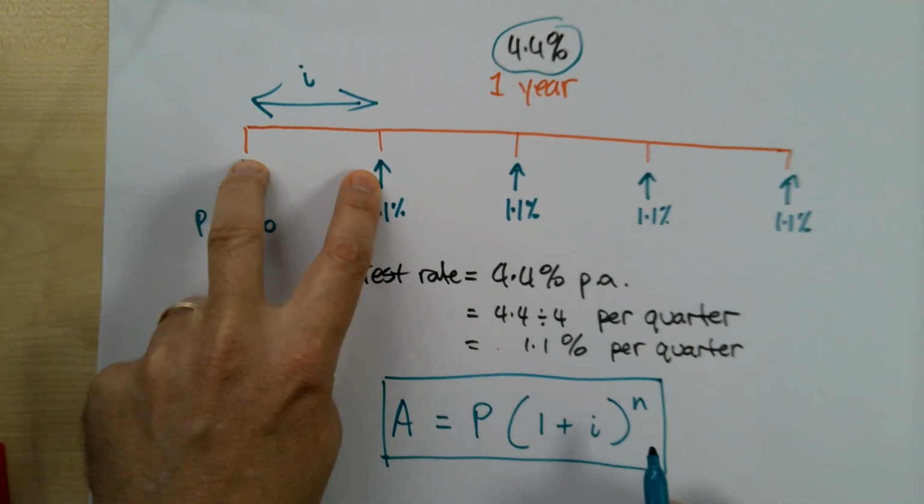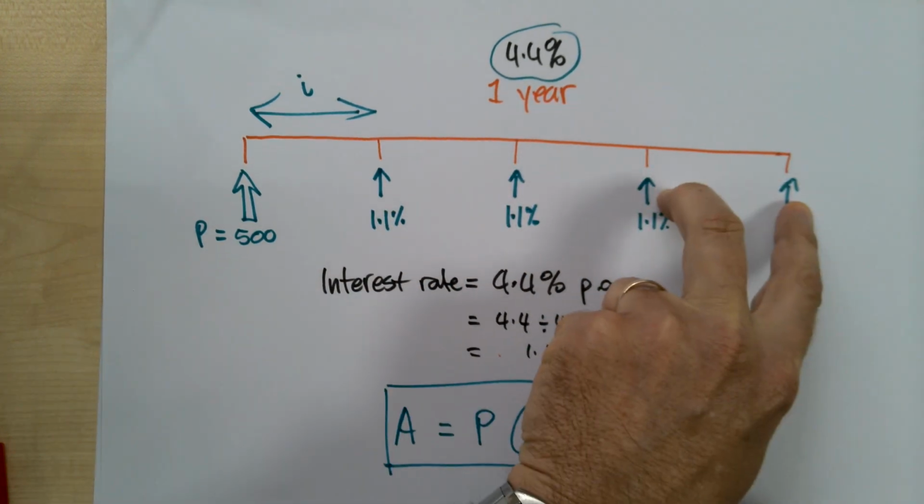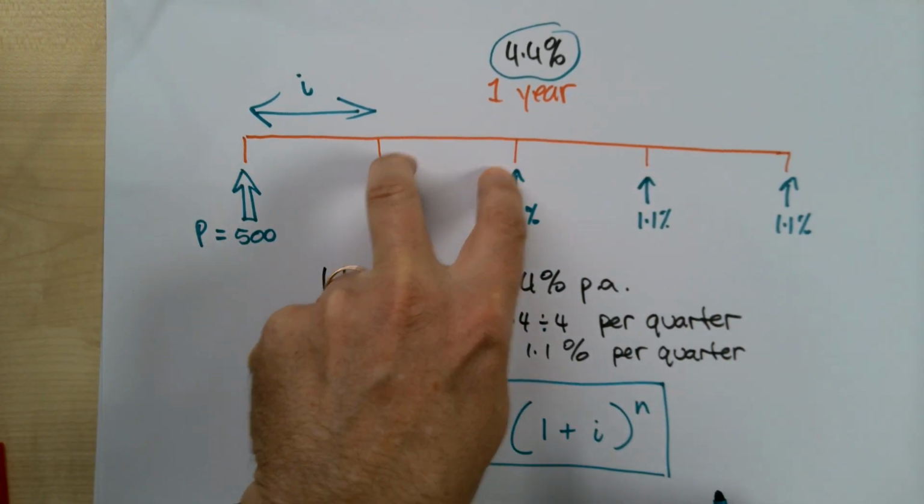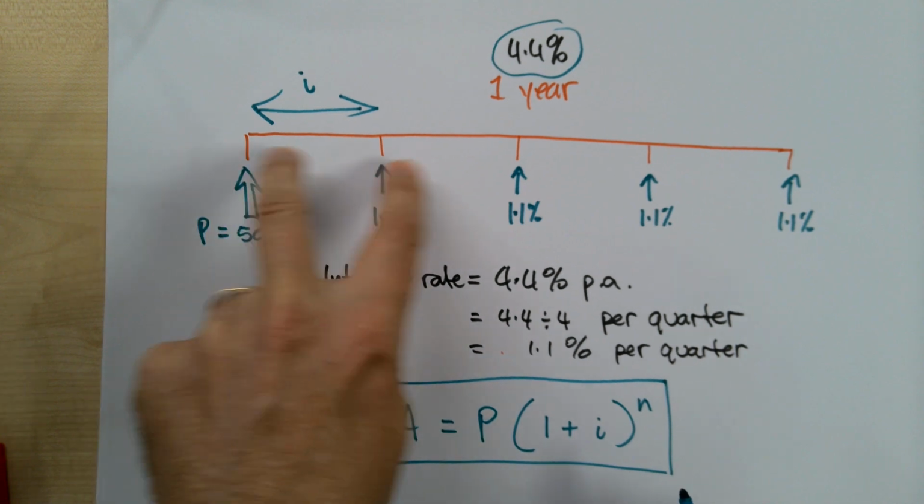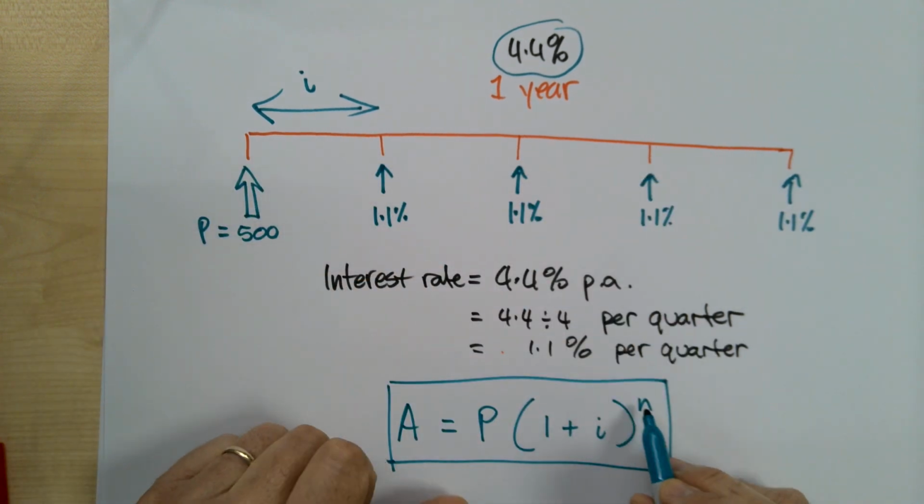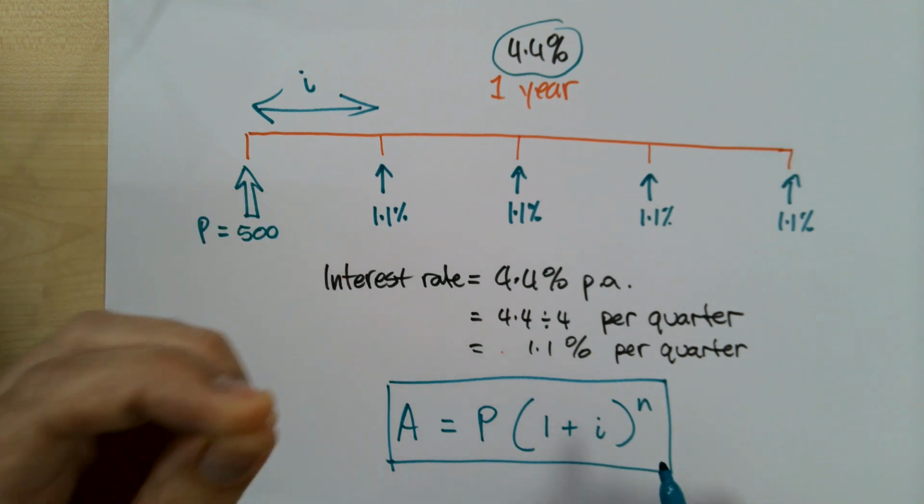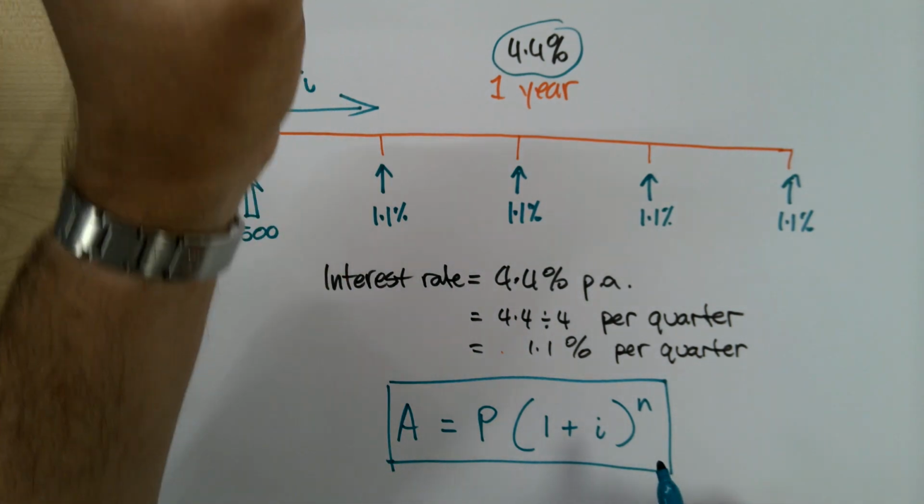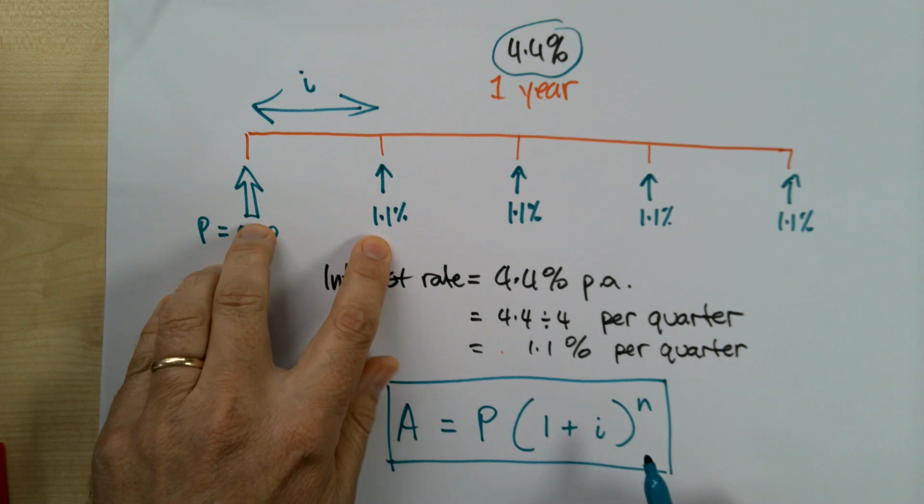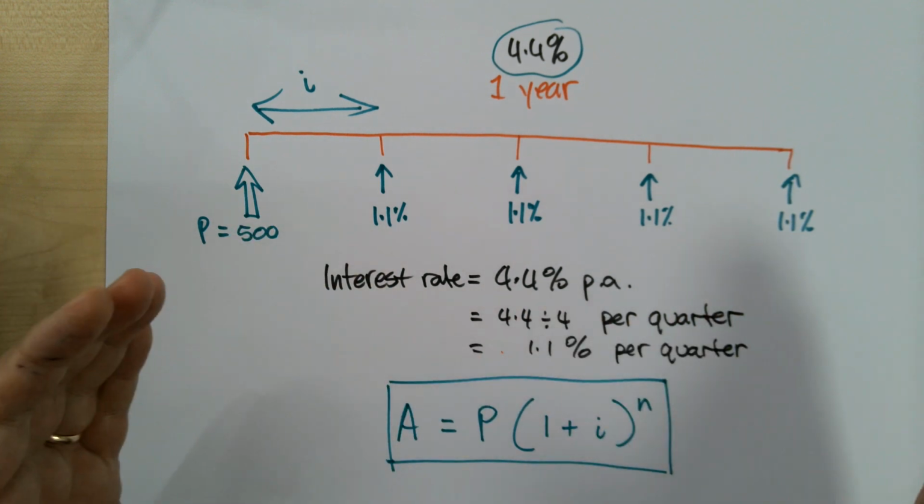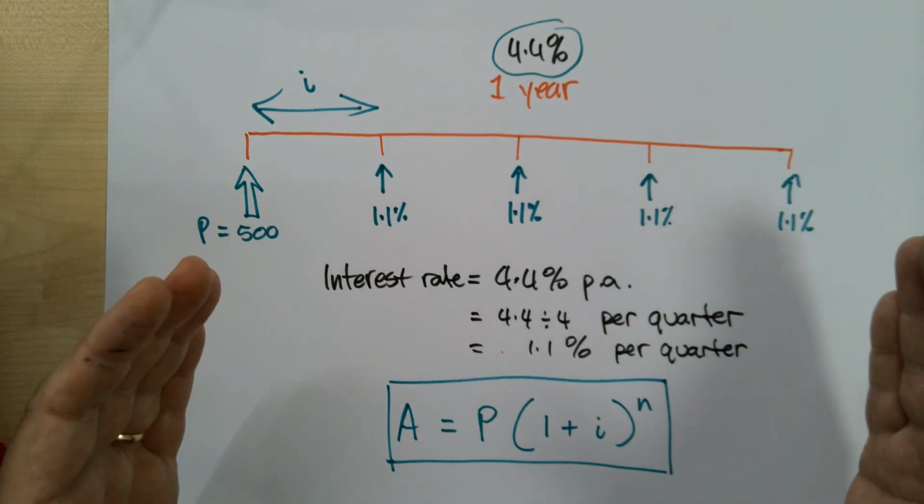N is how many times does that interest get added? How many compounding segments are there? So in this case, it's 4. So N is no longer years. N is how many times that interest just keeps getting injected into it. If it was monthly over a year, it'd be 12.